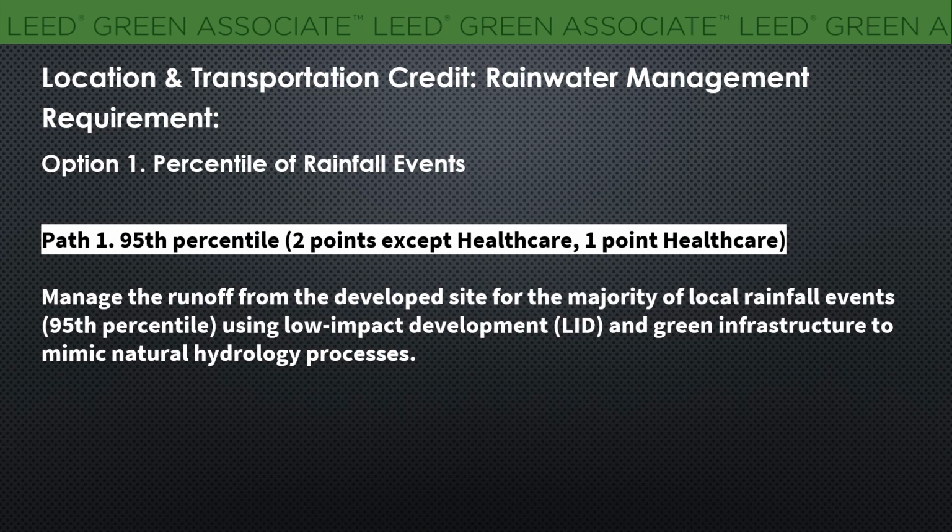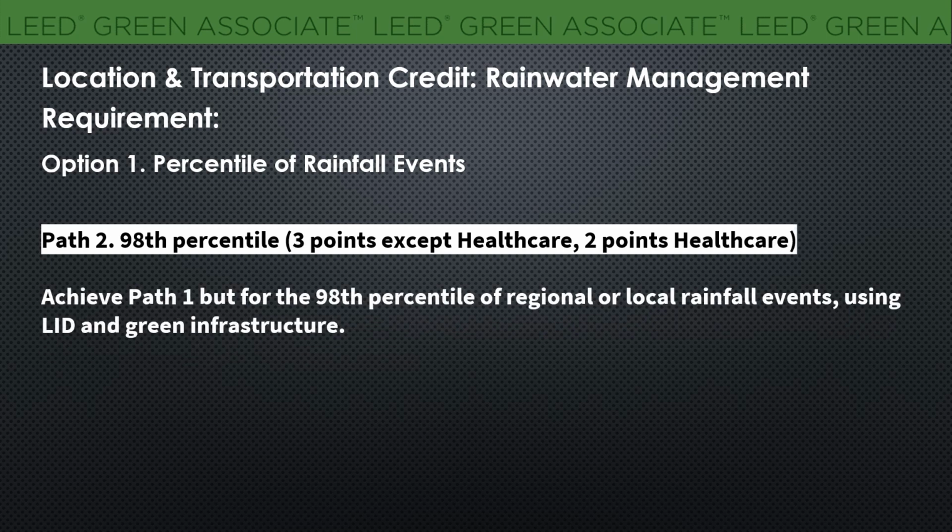Now let's look at how to achieve this credit. There are two options. Option 1 is based on percentile of rainfall event. Option 1 is divided into two parts. Part 1 is based on the 95th percentile. It gets 2 points, except for healthcare, and 1 point for healthcare. To achieve this credit, manage the runoff from the developed site for the majority of local rainfall events, that is the 95th percentile, using low impact development and green infrastructure to mimic natural hydrologic processes.